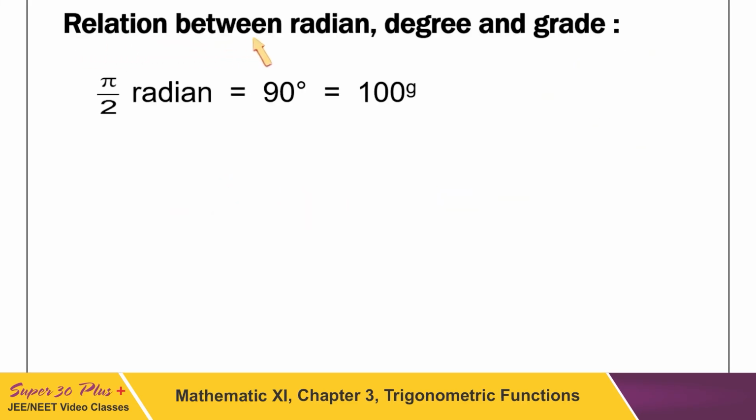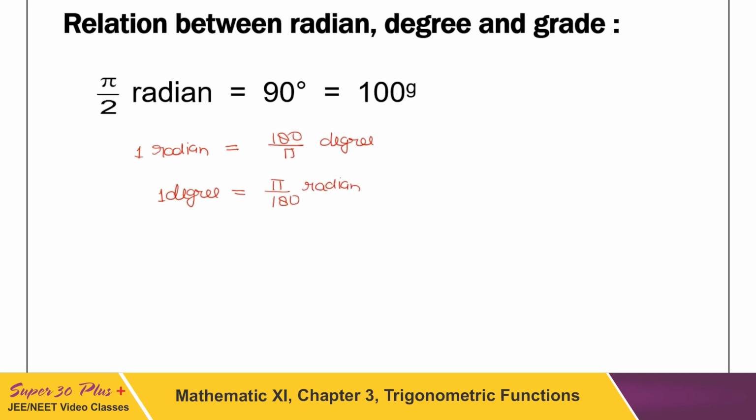What is the relation between radian, degree and grade, the three systems of measurement of angles? Pi by 2 radian is equal to 90 degree is equal to 100 grade. And the relation between radian and degree is most important. 1 radian is equal to 180 upon pi degree, and 1 degree is equal to pi upon 180 radian.